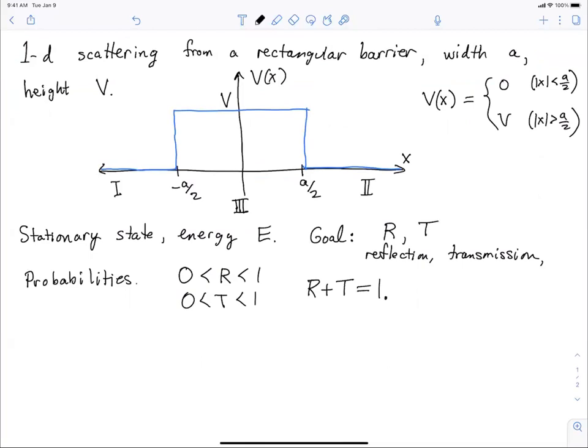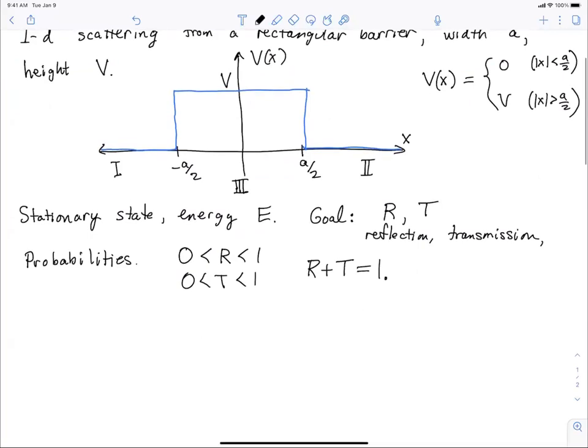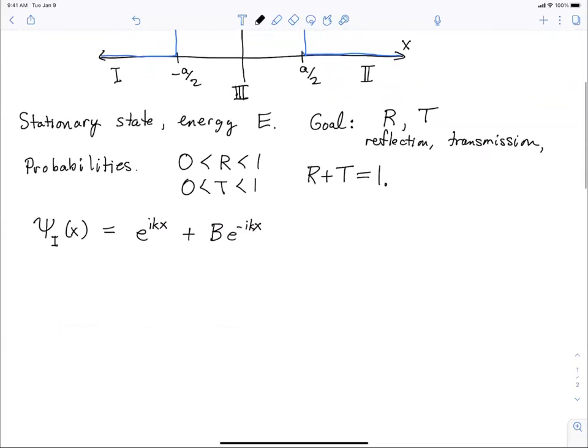Okay, so now since we have the energy E, we can write down the form of the wave function in each of our regions. In region 1, there's going to be a wave that we send in, and we put the coefficient of that equal to 1. And then there's some wave that would be the reflected wave coming back at us. And we put a coefficient B there in front of that. We've already used up the freedom to decide what the coefficient of the incoming wave is. So B has to be a free variable.